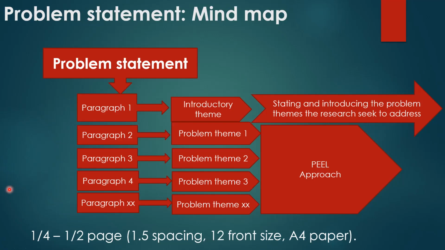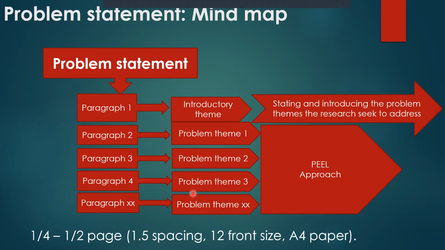So problem theme one, the first one is the introductory theme, whereby you state and outline all the problems. Then I need to tackle the problems one after the other. For problem theme one, I follow the PEEL approach: I state the point, I explain it, I provide evidence, I explain how the evidence supports the point. I go to problem theme two, I do the same thing, problem theme three. So if somebody is reading your problem statement, in the introductory sentences or the topic sentence, they should see how you've introduced all the problems and explained them briefly without going into details. Then you take each problem theme, you state the point of the problem, then you explain it, then you provide evidence, and then you explain how the evidence explains the problem.